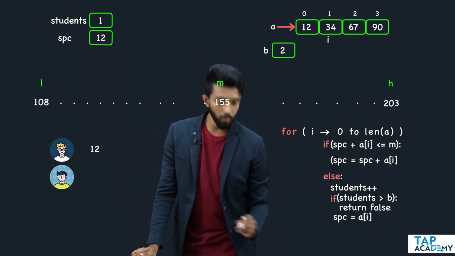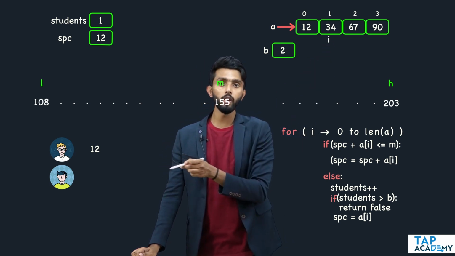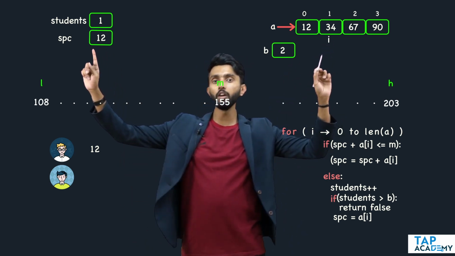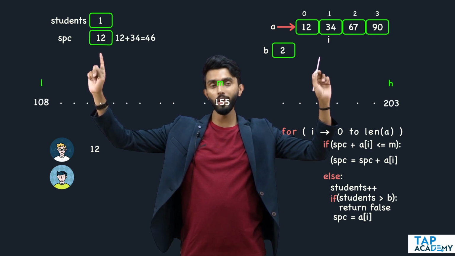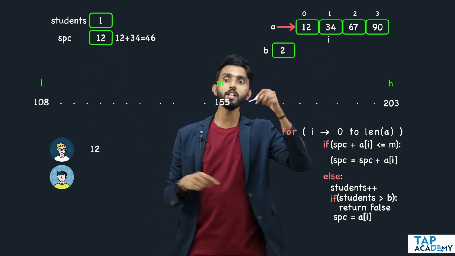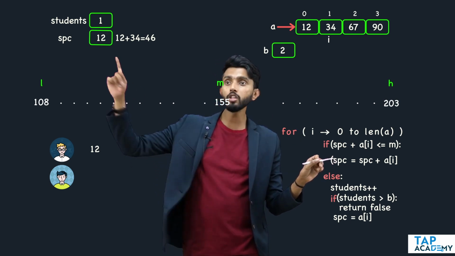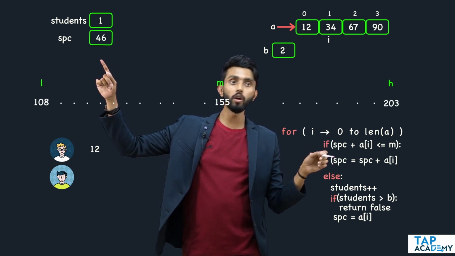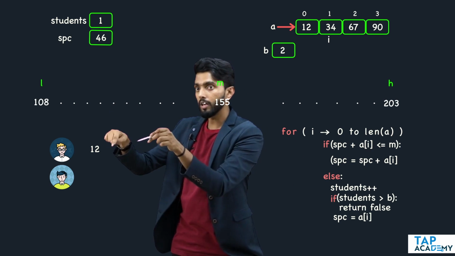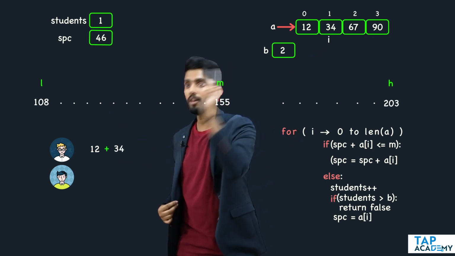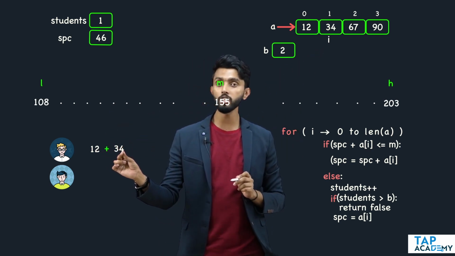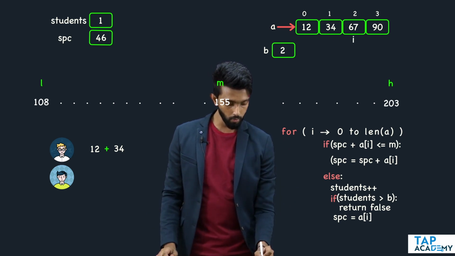Next I move forward. I will check if 34 can be allocated to him. For that, first I will try adding 34 with the existing page count, which is 12. So I will get 46. Is 46 less than 155? Yes. Yes means I can allocate it. So I will update the student page count. It will become 46. 34 I will allocate. Okay. So 46 pages he has. Next I will move forward.